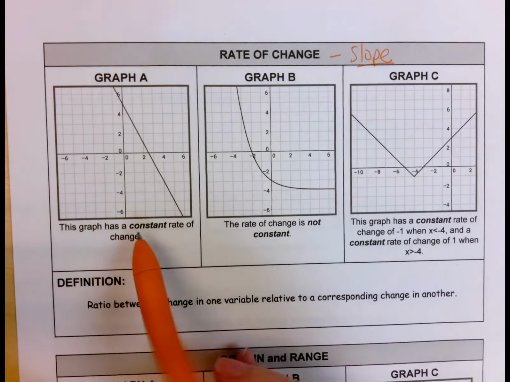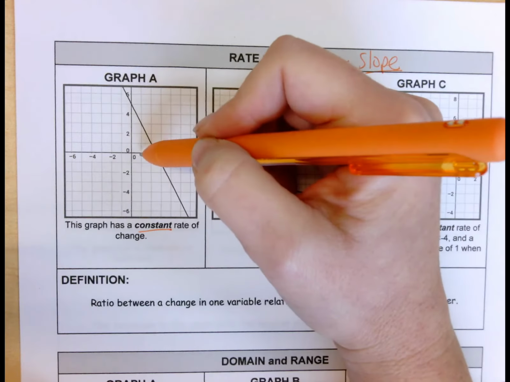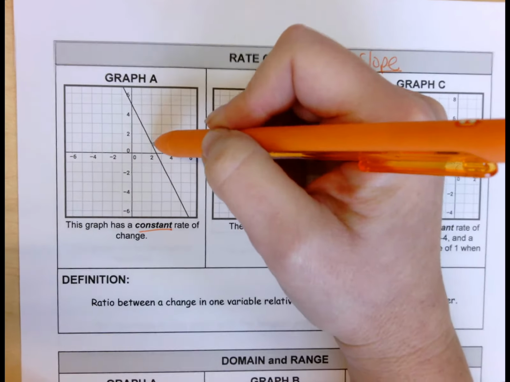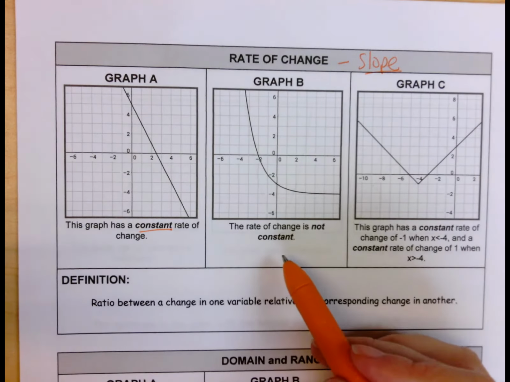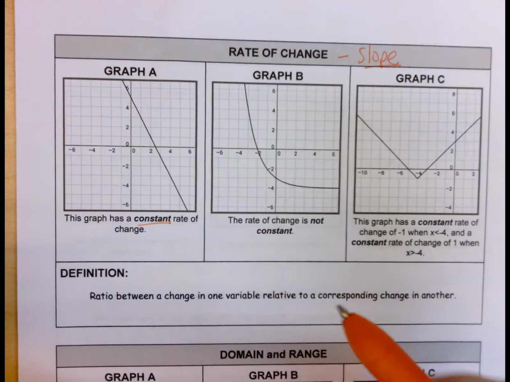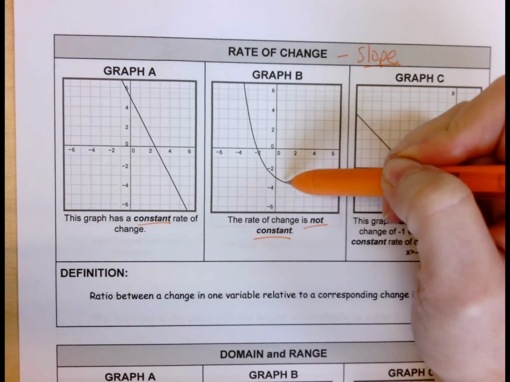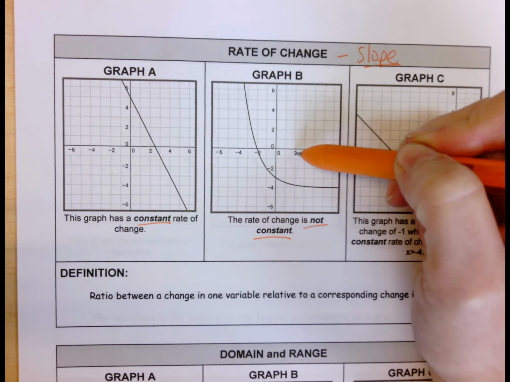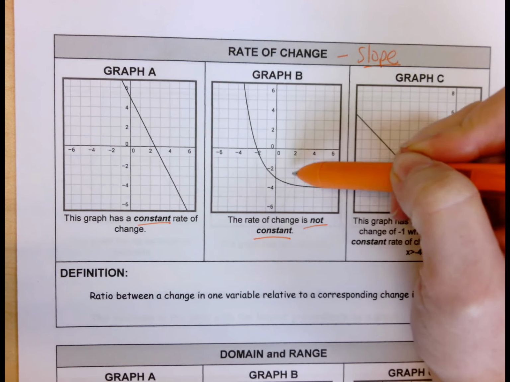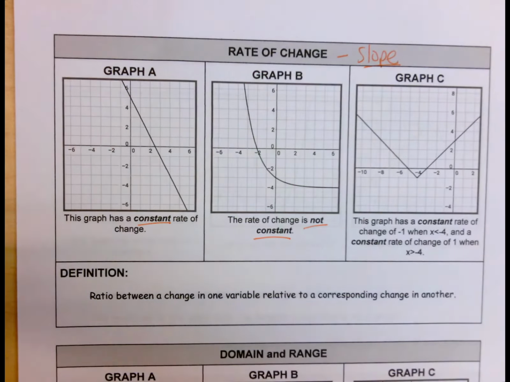So for example, this is a constant rate of change, meaning for every change in an x value, it moves the exact same amount in the y value. Graph B is not constant, and that just means that if I move 1 here, I might be moving 4 in one direction, but then over here, if I move another one, I might be moving 8 at that point. And so it's not moving a constant amount each time. Okay, so that's a non-constant.